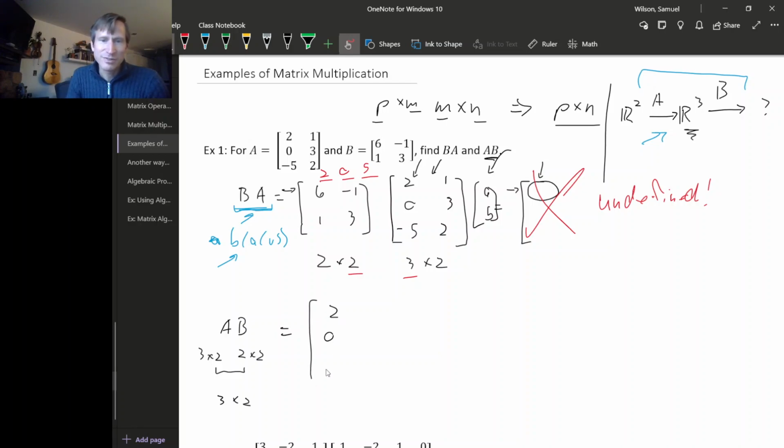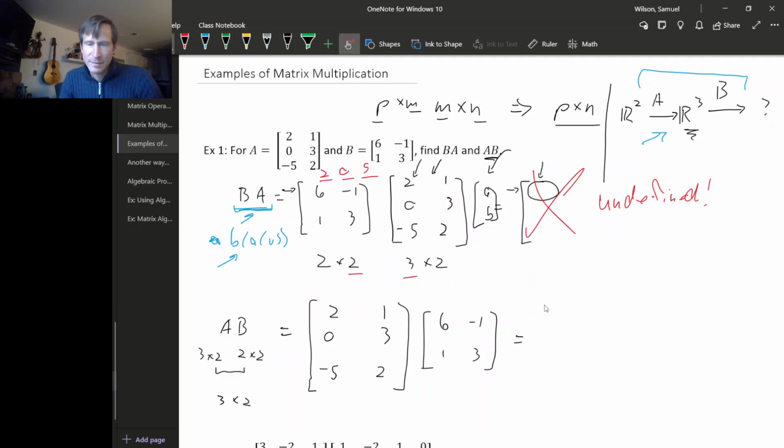So 2, 0, minus 5, 1, 3, 2. And we're going to multiply by 6, minus 1, 1, 3. Okay, so what do we get? So first let's work with this first column. And remember, the column that you use from the matrix on the right tells you what column you're filling in the product matrix. So we're going to be working out this first column.